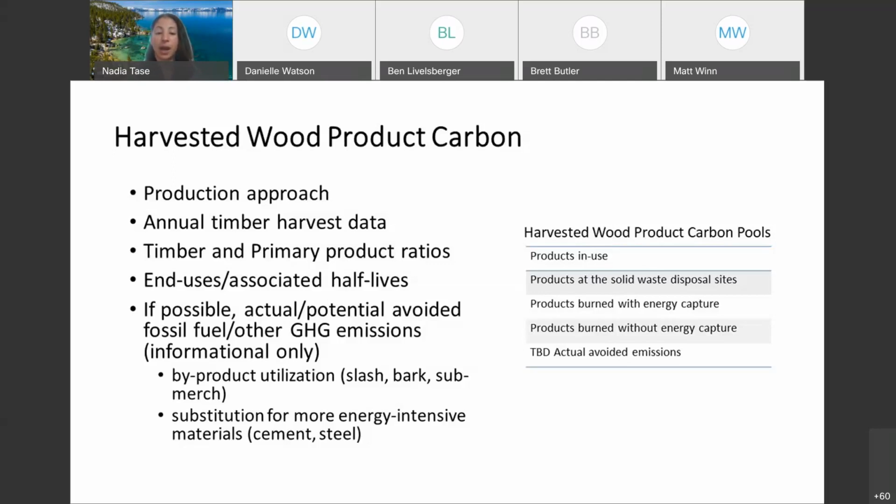These estimates do not include carbon associated with byproduct utilization, such as bark, nor do the estimates include avoided emissions from actual or potential wood energy and material substitution.